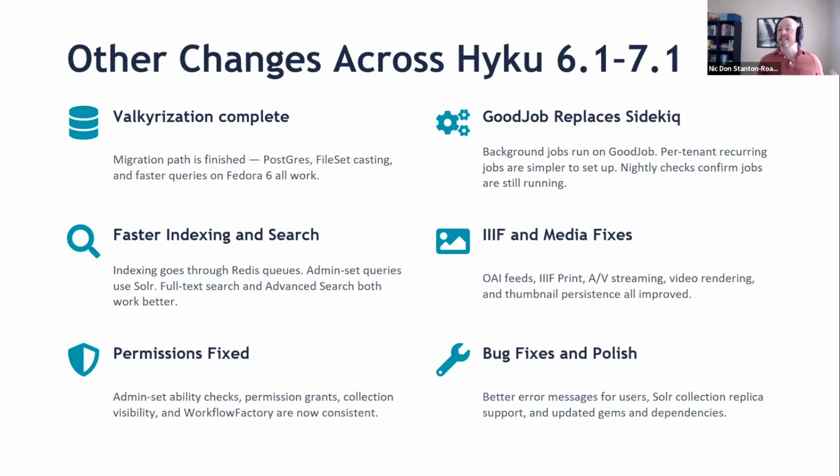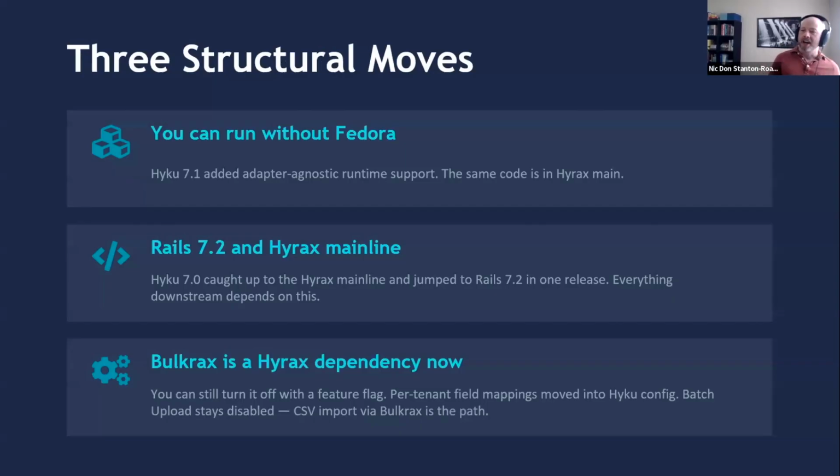Other changes that we've seen since 6.1 into 7.1 and going forward: Valkyrization is complete. We replaced Sidekiq with Good Job, much better performance, faster indexing and search. It's very apparent for both working in the dashboard and users on the front end, and other technical fixes that you can read about.